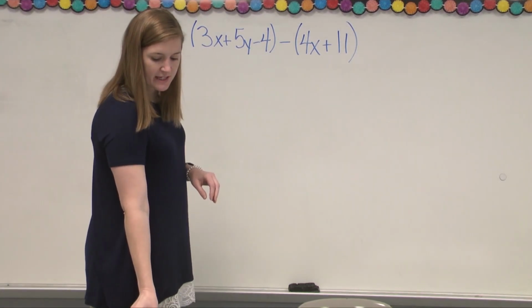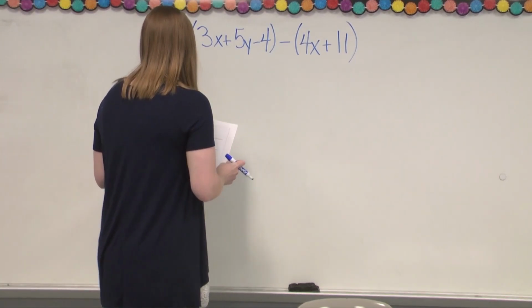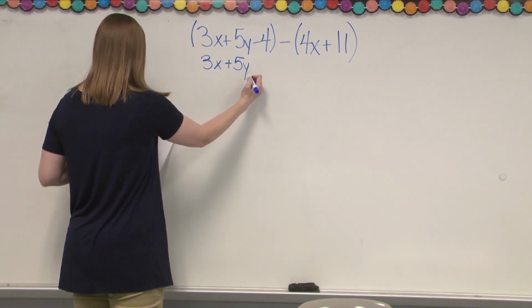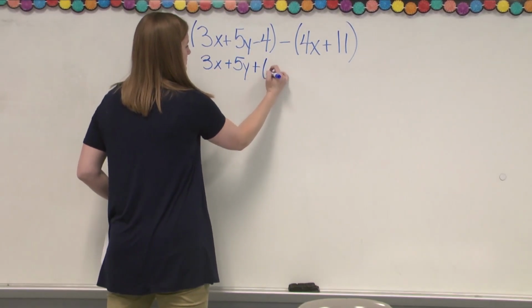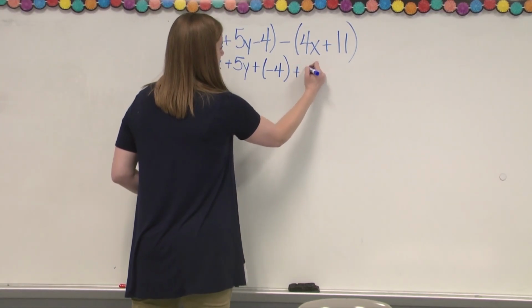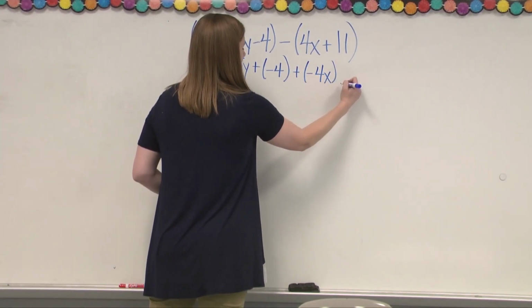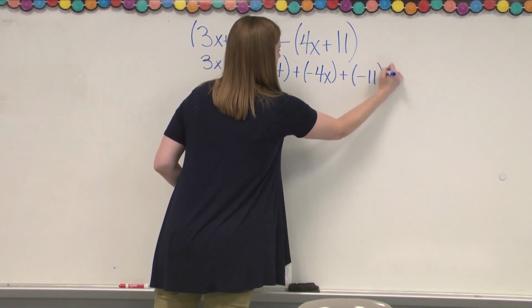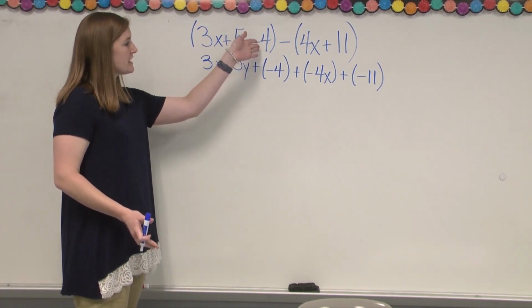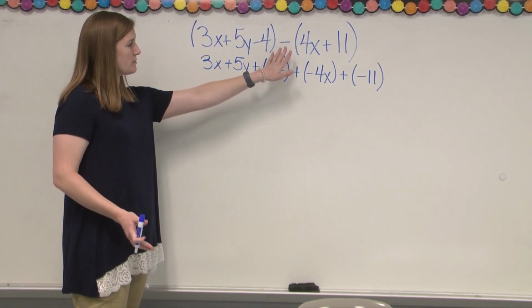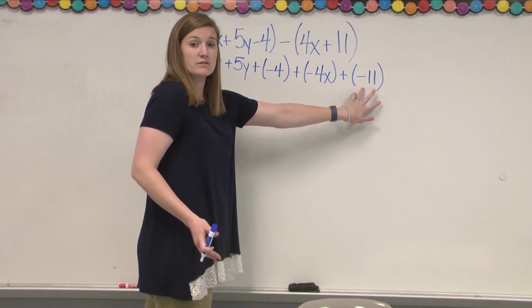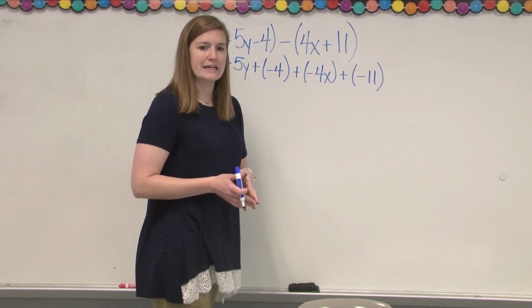All right, so using what we know about opposites, we can say that we have 3x plus 5y. Opposite of minus 4 is plus negative 4. Then we have plus negative 4x and plus negative 11. So using our knowledge of opposites, we know the opposite of negative 4 is plus negative 4. The opposite of negative 4x is plus negative 4x, and of 11 is plus negative 11. So now that we've used our opposites here, we're going to add those like terms together.